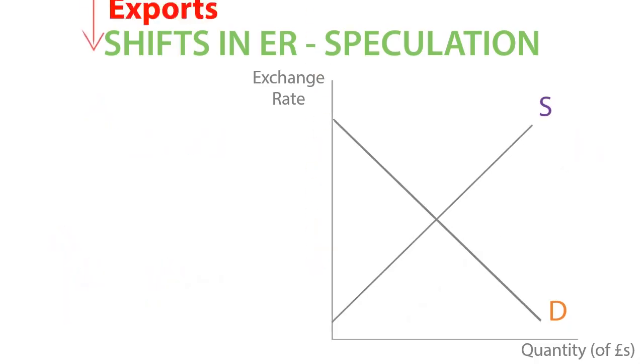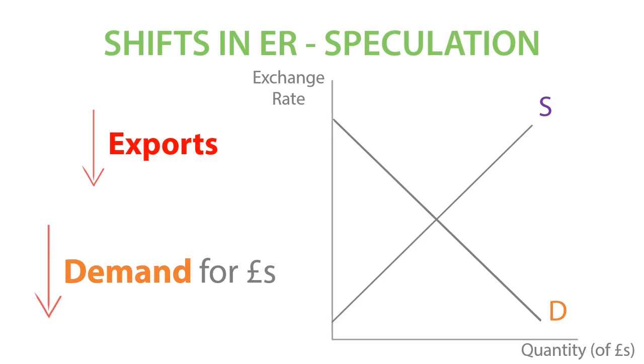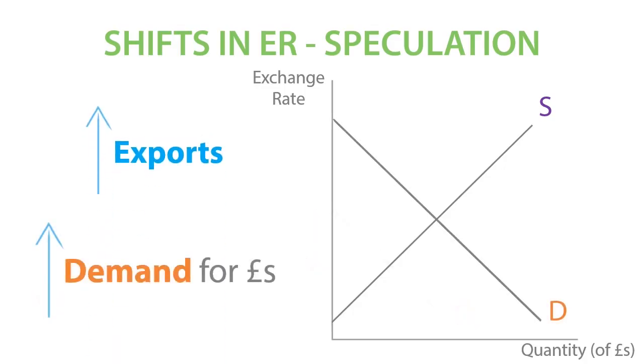A decrease in exports will decrease the demand for a currency and therefore depreciate the exchange rate. And an increase in exports will increase the demand for a currency and therefore appreciate the exchange rate.